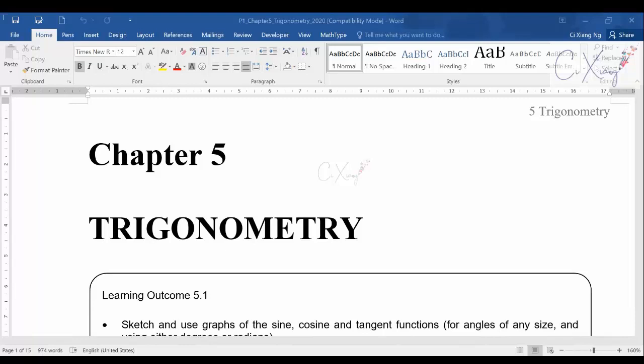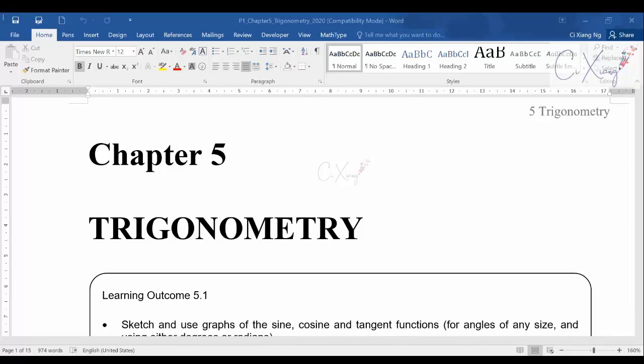The other functions, like cotangent, cosecant, and secant, will be covered only in A2. And all the compound angle formulas will be covered in A2 as well. So for the AS syllabus, the trigo part is quite basic.